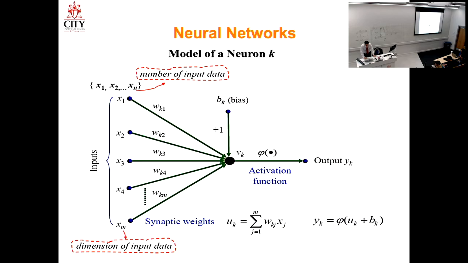Anyway, so what I do is the U that I'm generating is the sum of X times W's, and then I add the bias, and send it to the activation function. And this M is the dimension of the input data. Right?